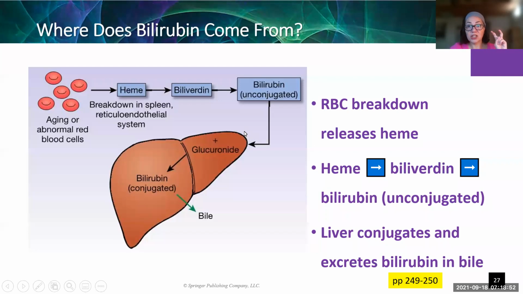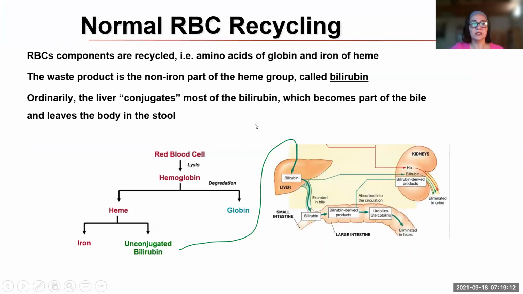It gets conjugated, put together with something else, and then that comes out in the bile and it goes into the stool. And so that's how the body gets rid of most of this heme group. I'm going to show you the same information in a slightly different diagram because it adds a little bit more information. So as we've just said, red blood cells get recycled.